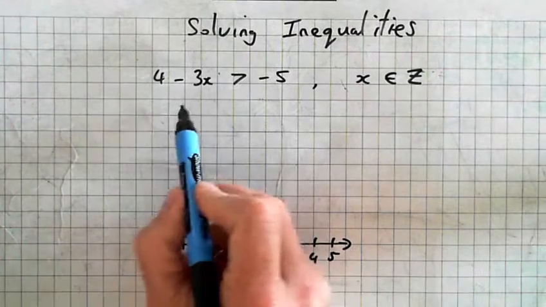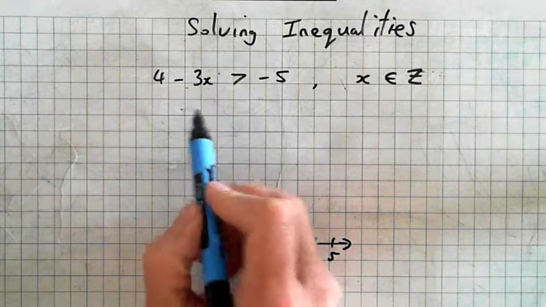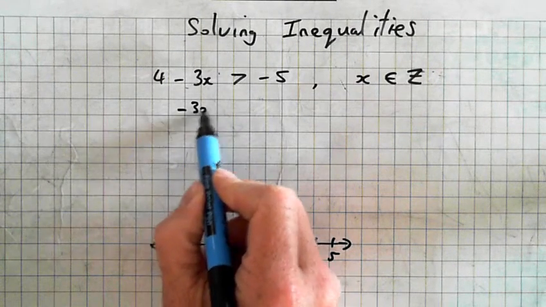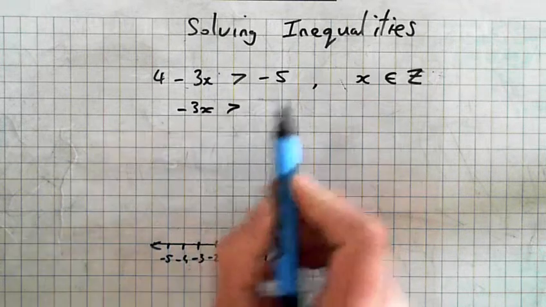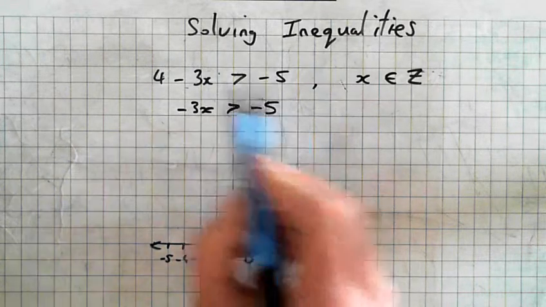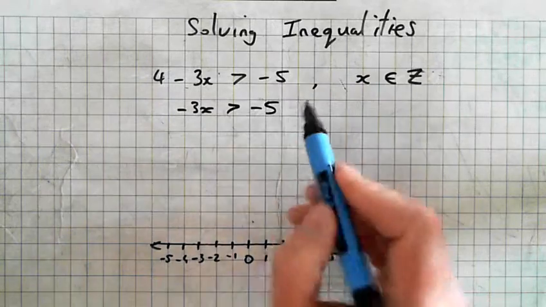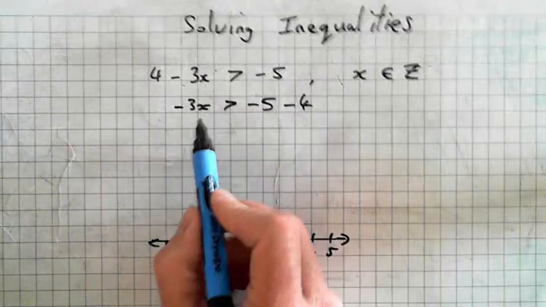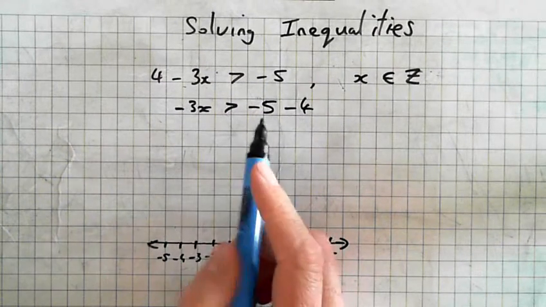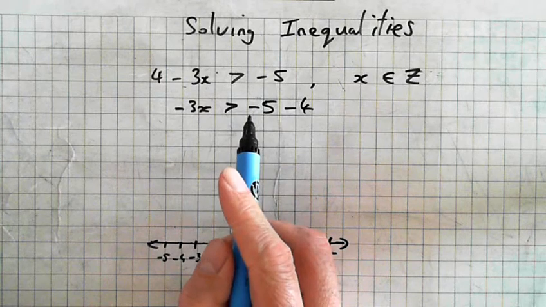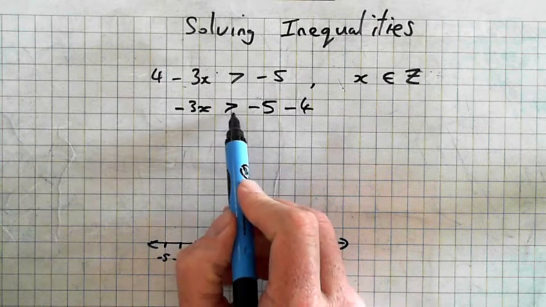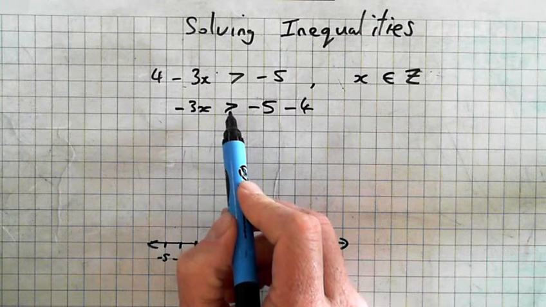Alright, so first of all we leave the x on the left hand side, that's a minus 3x. And that's a greater than sign. Minus 5 is on the right. Move the 4 across, it becomes... Alright, in inequalities, this is a sign. It's a greater than sign.